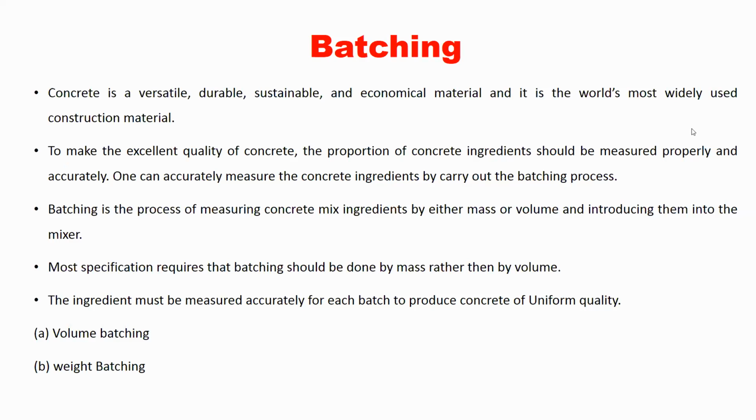To make excellent quality concrete, the proportion of concrete ingredients should be measured properly and accurately. One can accurately measure the concrete ingredients by carrying out the batching process. To prepare concrete, you cannot take cement of any quantity, then fine aggregate and coarse aggregate in a random quantity, and water in any quantity. You cannot do like that. If you do, you will not get concrete of your required strength.